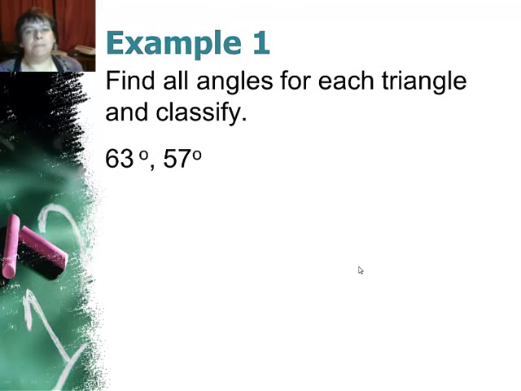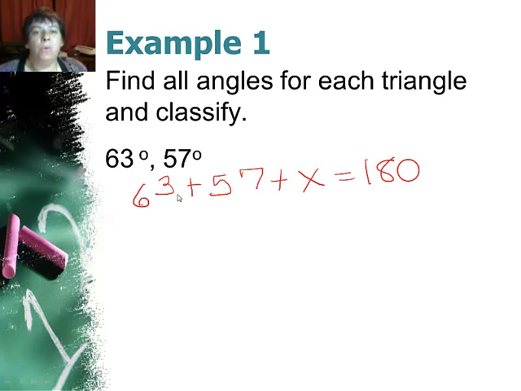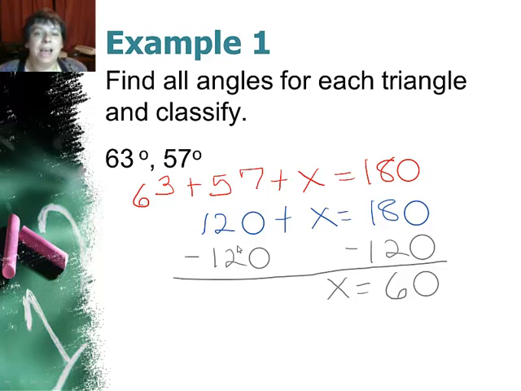So let's take a look at example 1. If you're using my fill in the blank, you're filling in a table. So we're going to find all the angles for each triangle and classify. And so I have 2 of the angles here. How could I find the others? Well, I have to remember that all the angles have to add up to 180. So I set up my equation, 63 plus 57 plus my mysterious angle x is 180. Add my like terms, 63 plus 57. Then I use the subtraction property, and I subtract 120 from both sides, and I get x equals 60. The important thing to look at is the largest angle. Since the largest angle is less than 90 degrees, this triangle is acute.